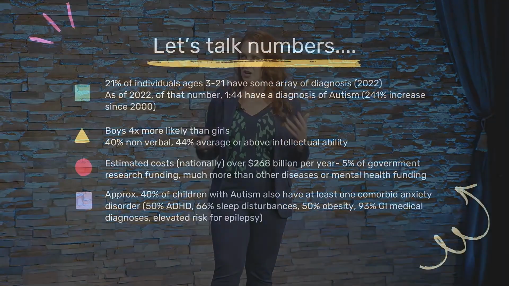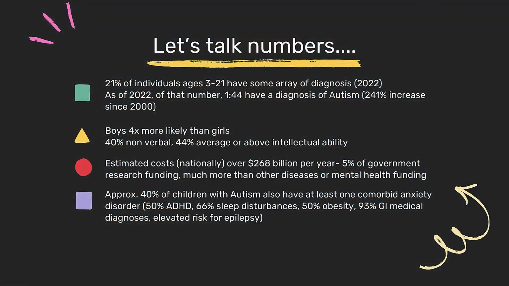So let's talk why. Why are we doing this? Why is she droning on about integration and telling me that I'm doing it wrong in my art class? Well, here's why. 21% of individuals ages 3 to 21 have some array of diagnosis. This was as recent as 2 years ago. As of 2022, that number has a 1 in 44 chance of an autism classification, which is a 241% increase. These are our classrooms.